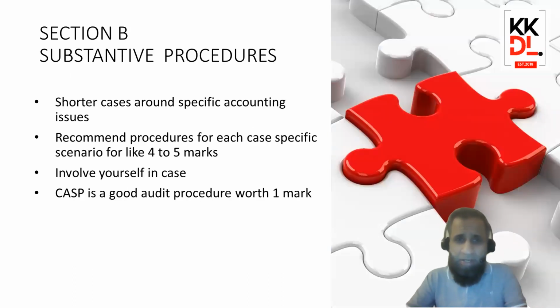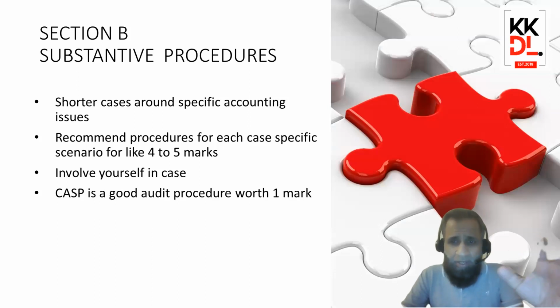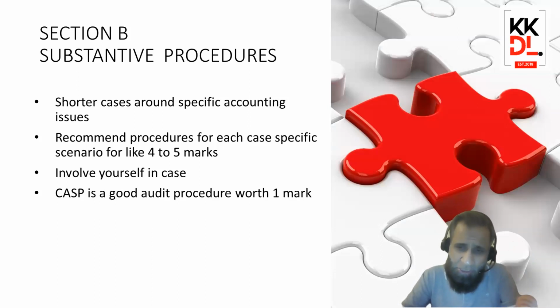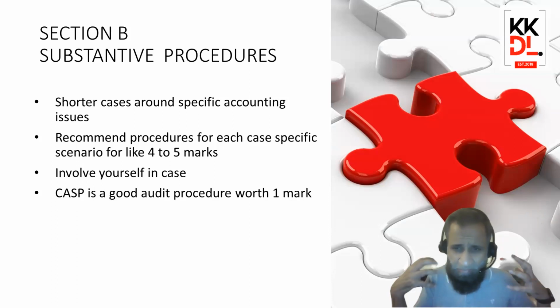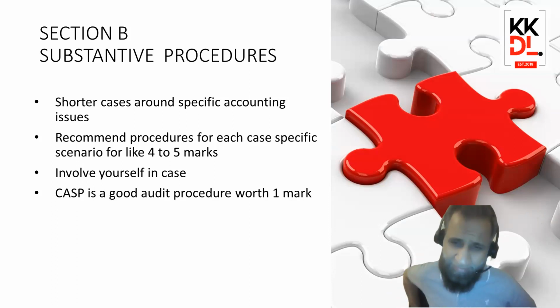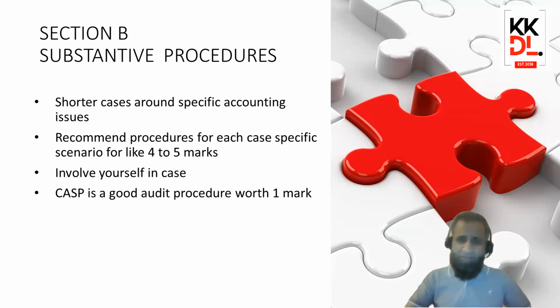The next core area is substantive procedures. If you have seen recent papers, again, the last 6, 7, 8, substantive procedures have changed in the AA paper. Now we don't get those assertion-based rote-learnt procedures. 3 years, 4 years ago, students used to learn procedures from the BPP book, and they were so happy that the examiner will ask me a procedure on fixed assets or receivables or creditors and I just produce the book knowledge. No more the case. You know that the examiner is giving you shorter cases now in substantive procedures.